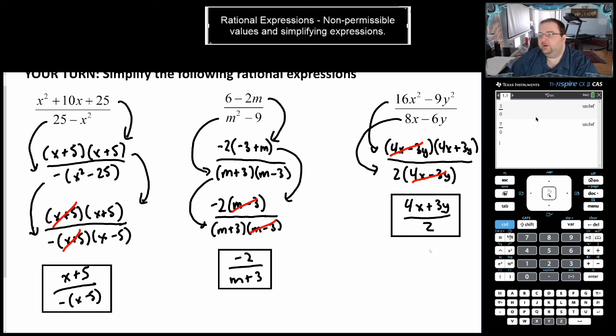Factor out a 2 from the bottom, so you have 4x minus 3y, and cancel out like polynomials on the top and bottom, and you're left with your final answer, 4x plus 3y over 2.